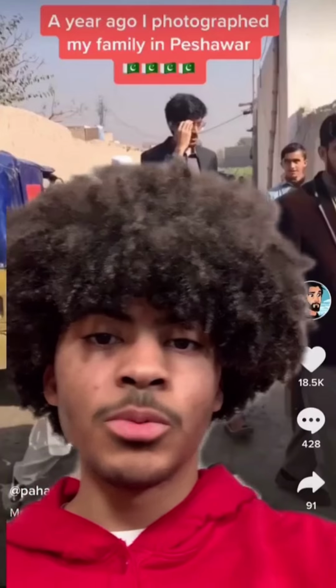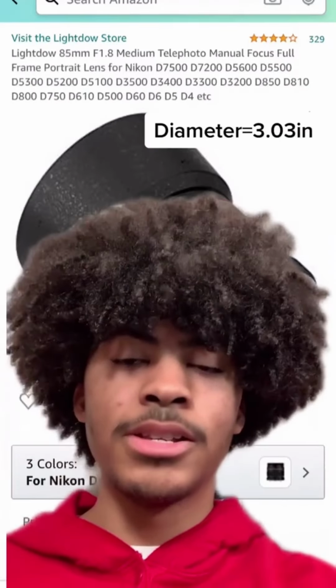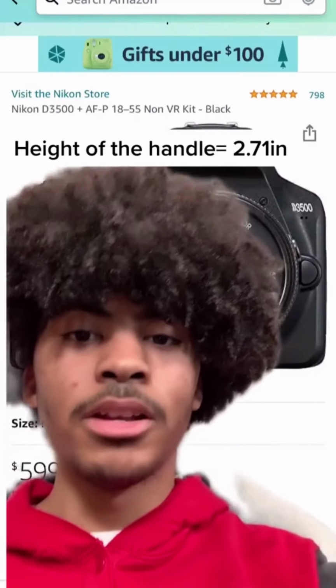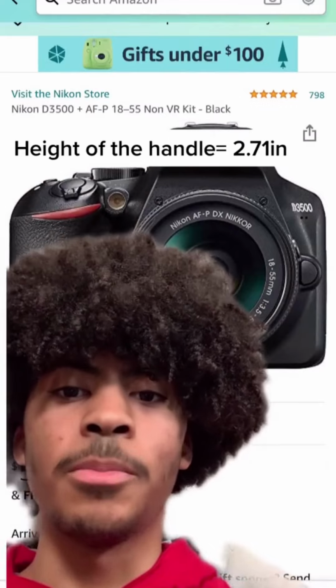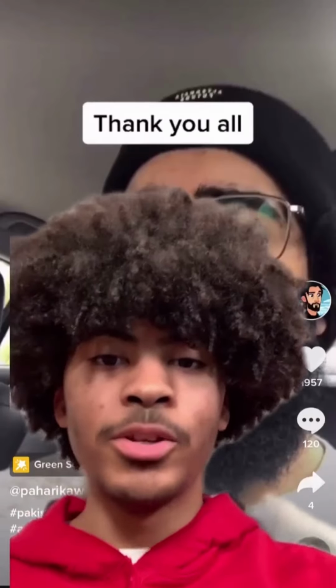To start things off, I decided to go with this photo of him holding this camera. At first I thought it was a Canon, but I saw some specks of yellow, which led me to believe it's a Nikon camera. Since we know he does portrait photography, I'm going to assume that he's using this lens with an 85mm focal length, and I'm going to assume the body is a Nikon D3500, which is a popular choice for photography. Next, I'm going to be using this car as a chest reference.